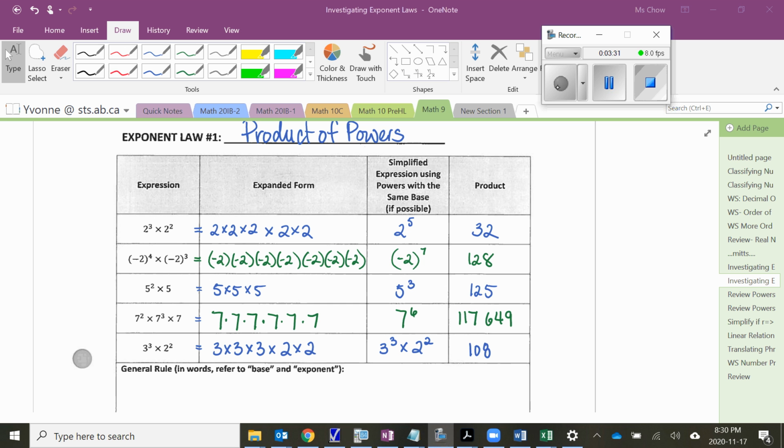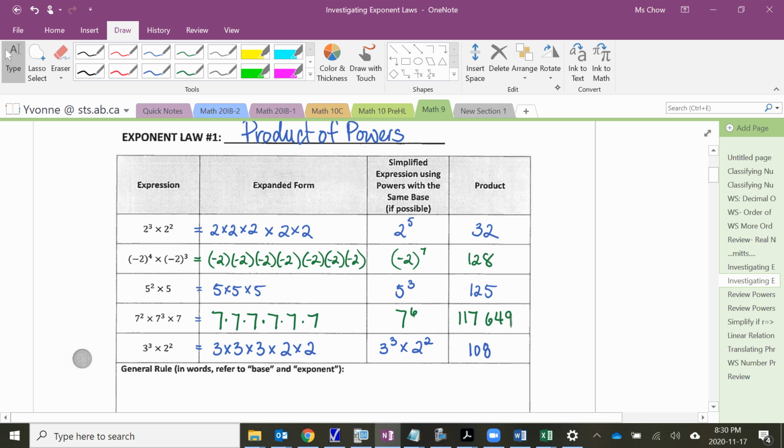If you notice the one with 7 to the 6th, that is definitely outside of the parameters that I gave to you in terms of what you need to be able to calculate on your own without a calculator. So I'll admit, yes, I also used a calculator to figure that one out. So take a look at the pattern that's created.